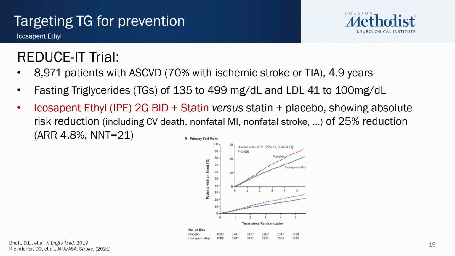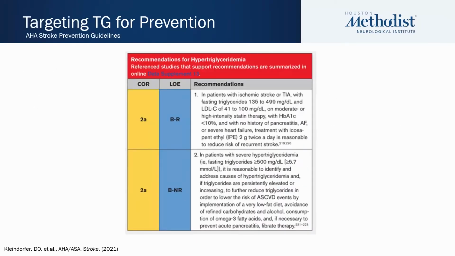Fasting triglyceride levels in this study were 135 to 499, with an LDL on a statin of 41 to 100. Icosapent ethyl, 2 grams, 2 capsules twice a day with a statin versus statin alone. And it did show a 25% risk reduction with a number needed to treat of 21. This pivotal trial really led to triglycerides being part of the guidelines outlined in 2021 for secondary stroke prevention. And I'll let you read through that and use that as a reference.